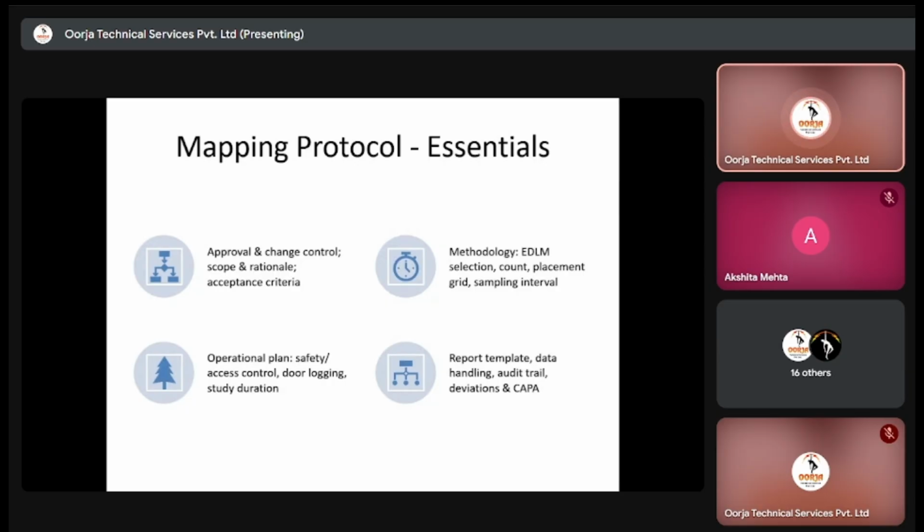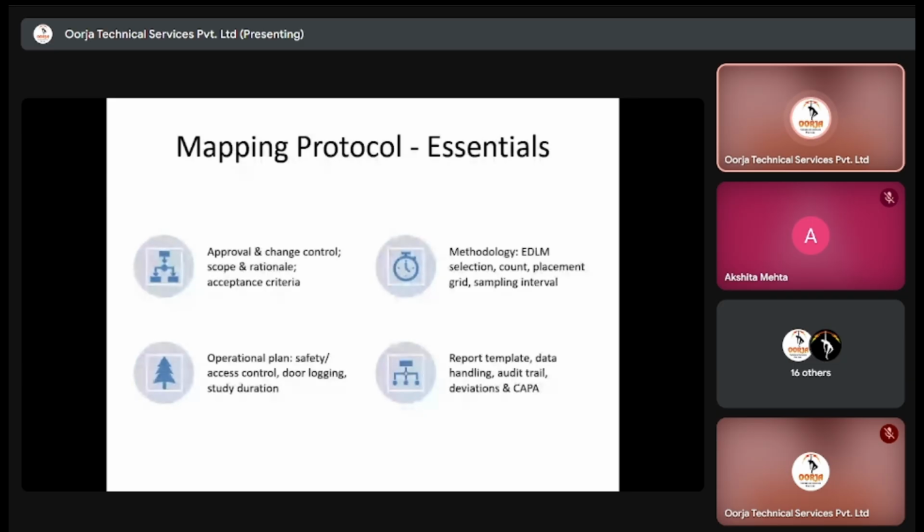Next is operational plan. This covers the logistics. What are the safety procedures? How will we control access to the area to prevent interference? How will you log events like door opening? Because when any door is opened, the temperature distribution will be disturbed, so we must have a control in that. And what is the planned duration of the study? So all these things must be covered under operational plan.